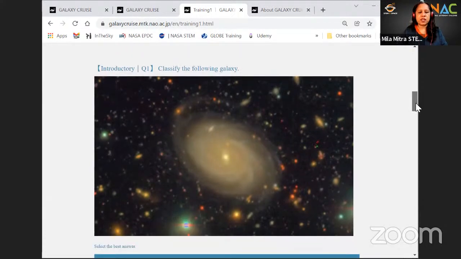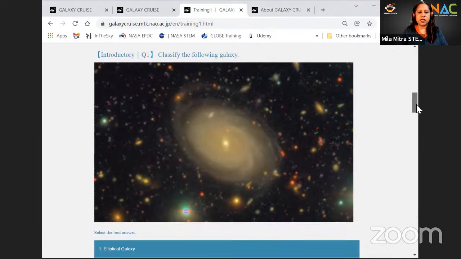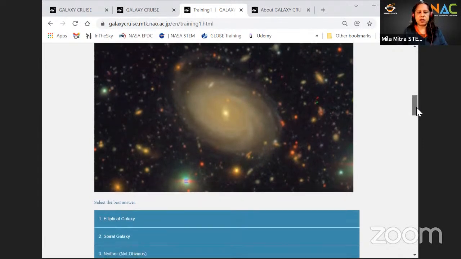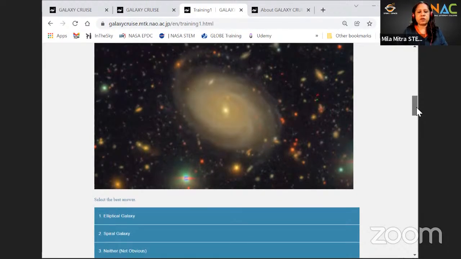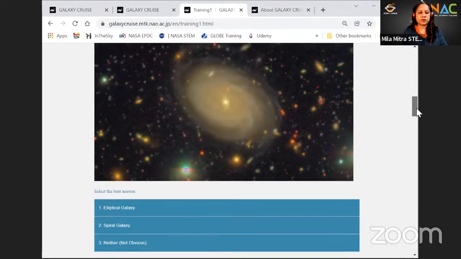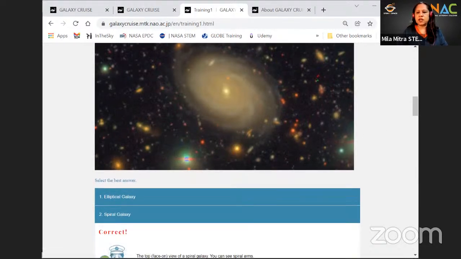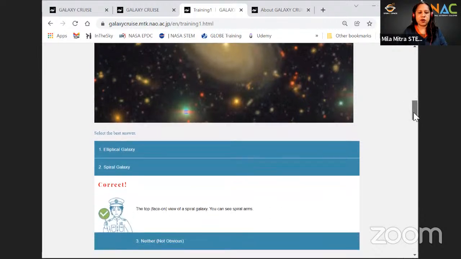So the first one is classify the following galaxy. Is it spiral or is it elliptical? Now I think it's spiral because you can see the spiral arms. Sometimes if you look at it from the side, you may not see the spiral arm. And that time you have to distinguish it by looking for the disc versus an oval. Okay, so this looks pretty spiral to me. So you can say spiral, and it's going to tell you, is it correct or wrong?